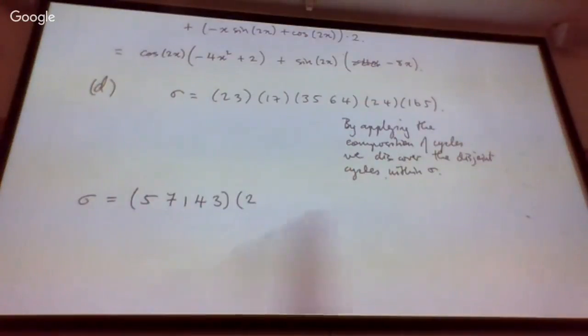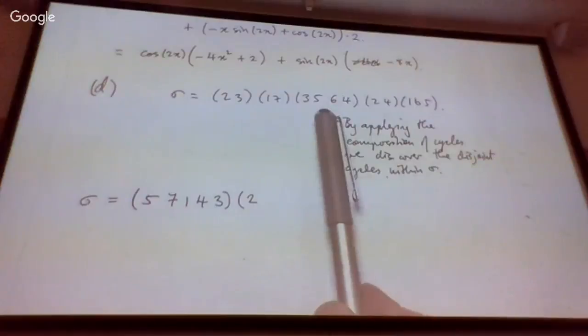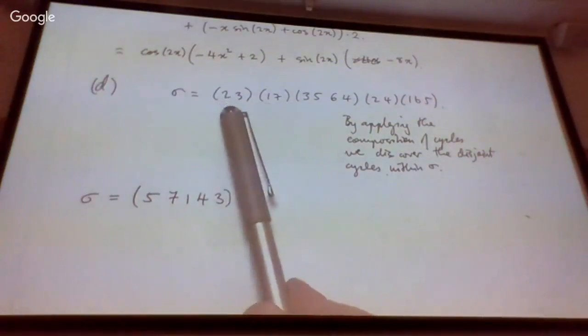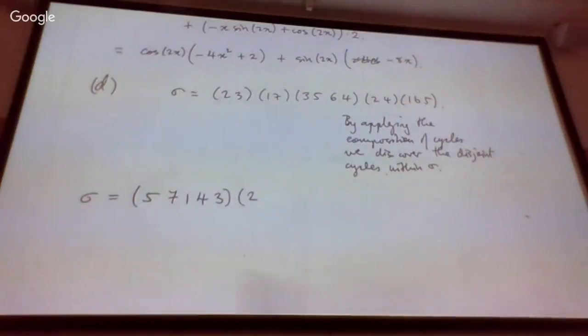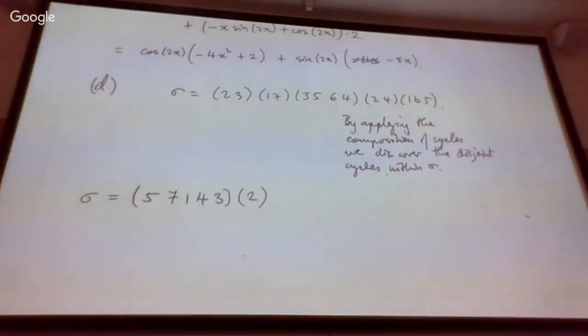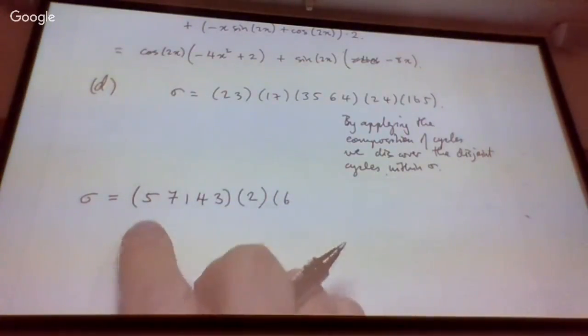You continue that in the same way. 2 is left fixed, 2 gets sent to 4, 4 gets sent to 3, 3 is left fixed, and 3 gets sent to 2. So 2 gets sent to itself by sigma. So 2 is on its own in a little trivial cycle. Sigma sends 2 to 2. The only one that hasn't been mentioned yet is 6.